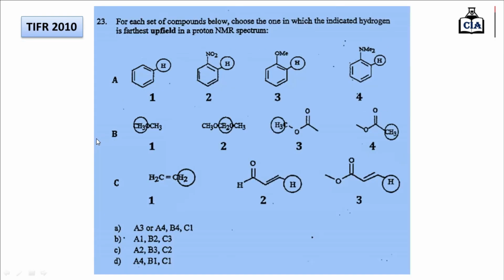Now next question from the TIFR 2010. In this question we have to find out the compound which shows the highest upfield proton NMR signal. This nitro is a highly electron withdrawing group, so this will show the upfield. If you look at these options, only option number C has A2 in the upfield direction, so option C is the correct answer.